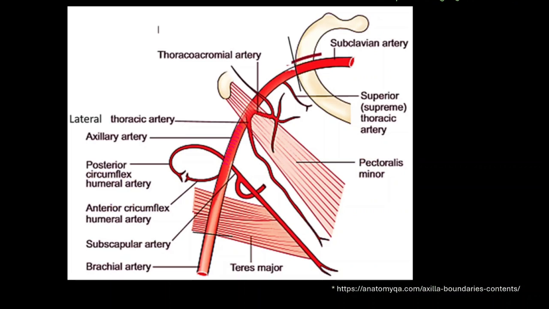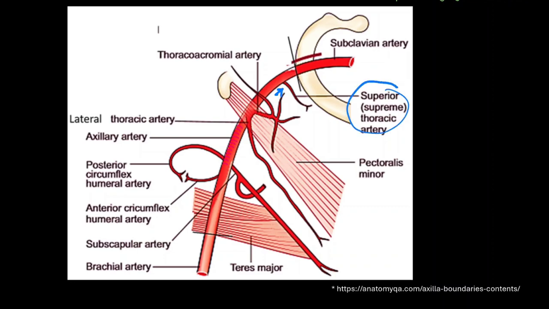First let us see in brief the anatomy of the axillary artery. The axillary artery is divided into three parts. The first part is proximal to the pectoralis minor. The second part is behind the pectoralis minor, and the third part is distal to the pectoralis minor. Now the first part of the axillary artery gives rise to a single branch, the second part gives two branches, and the third part gives three branches.